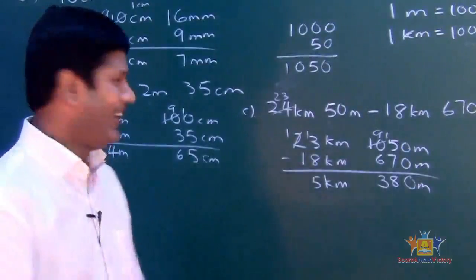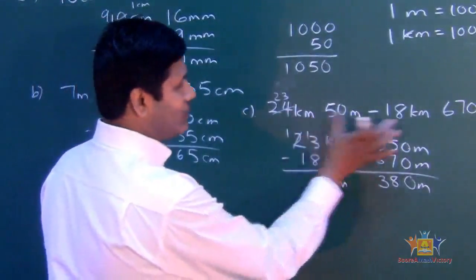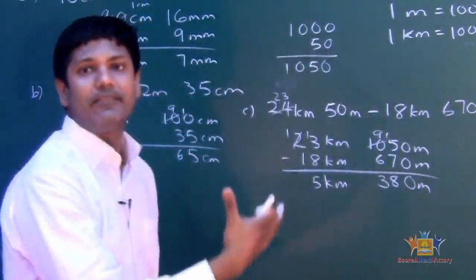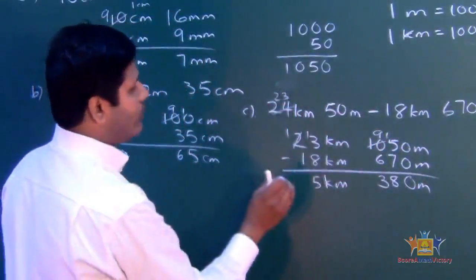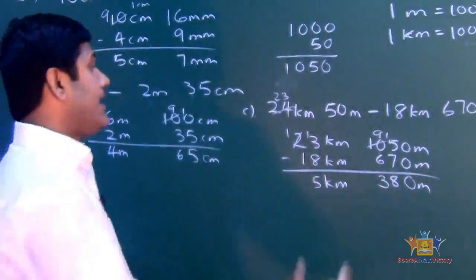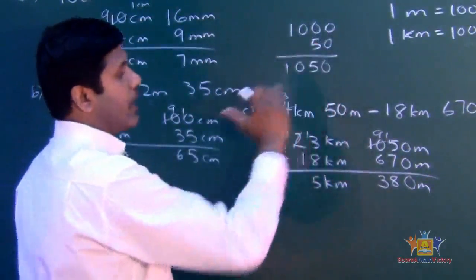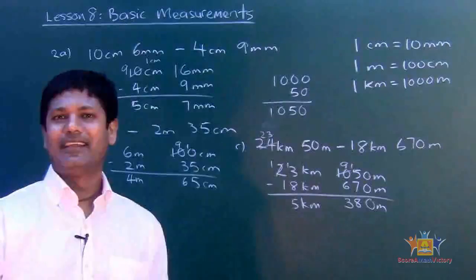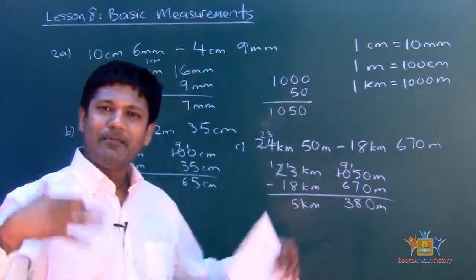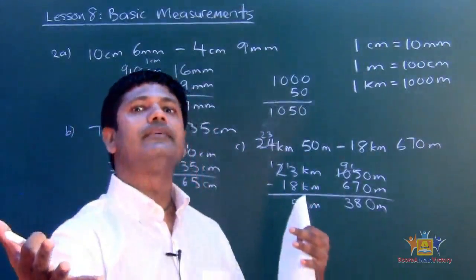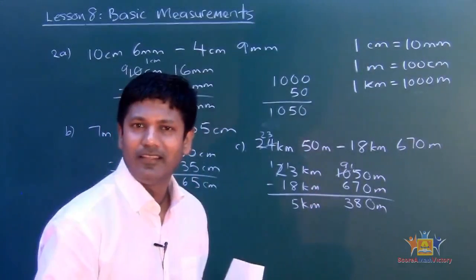See? Alright? So the key thing is what? By looking at this, you know that this is small and this is big. So you plan ahead of time before you write down. So I want to borrow 1 from 1 kilometer. That gives me 1000 meters. Adding to the 50 meters, gives me 1050 meters. Now I put it out. Now I can subtract. Mathematics is so beautiful because it teaches how to plan ahead before we solve it.